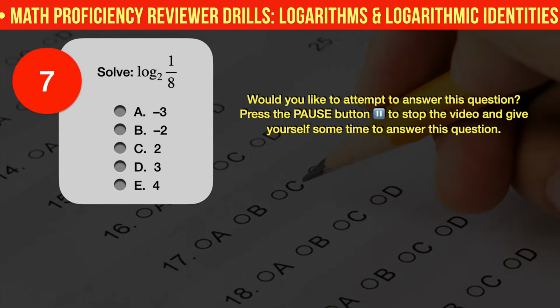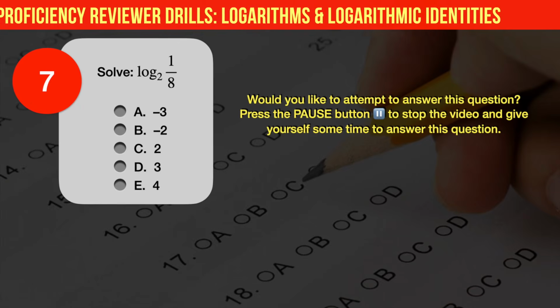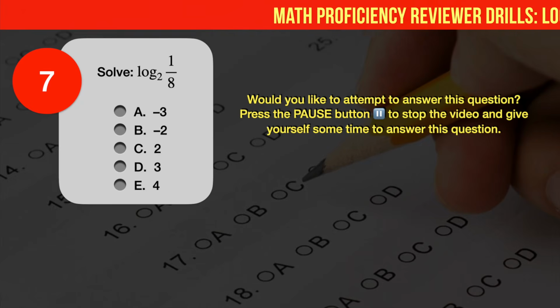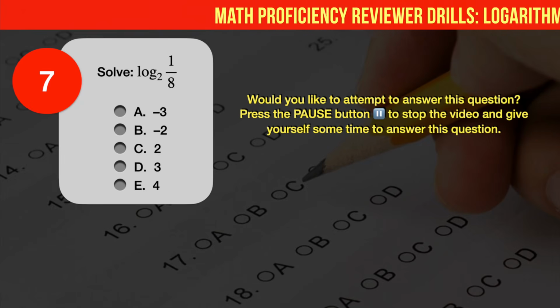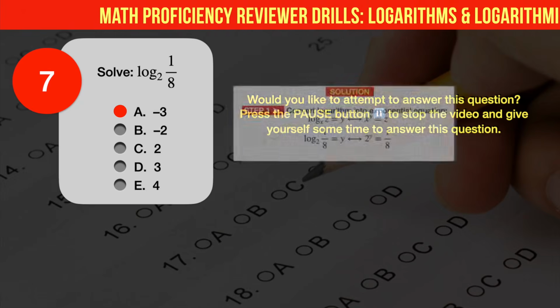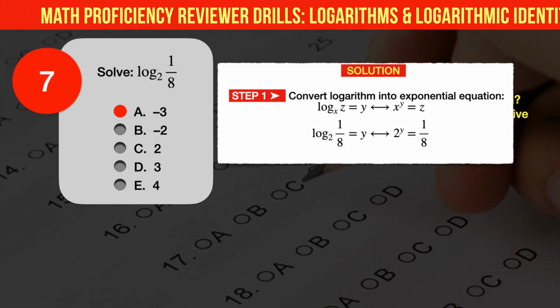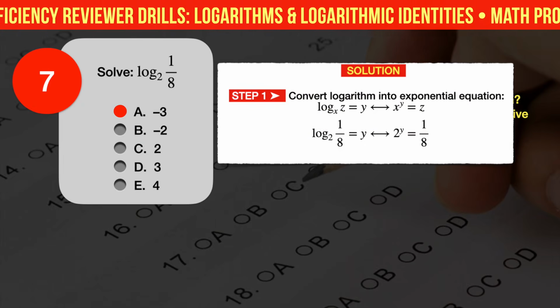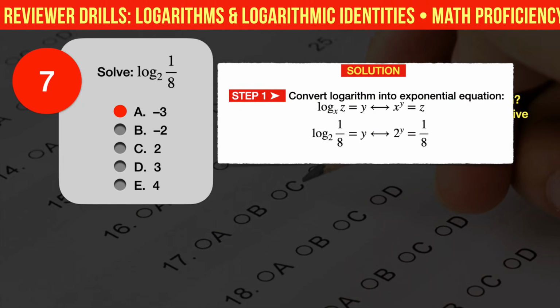Drill question number 7. Solve logarithm base 2 of 1 over 8. A. minus 3. B. minus 2. C. 2. D. 3. E. 4. The correct answer is A. minus 3. Like in the previous drill question, we convert the given logarithm into its exponential form. We should end up with 2 raised to y equals 1 over 8.